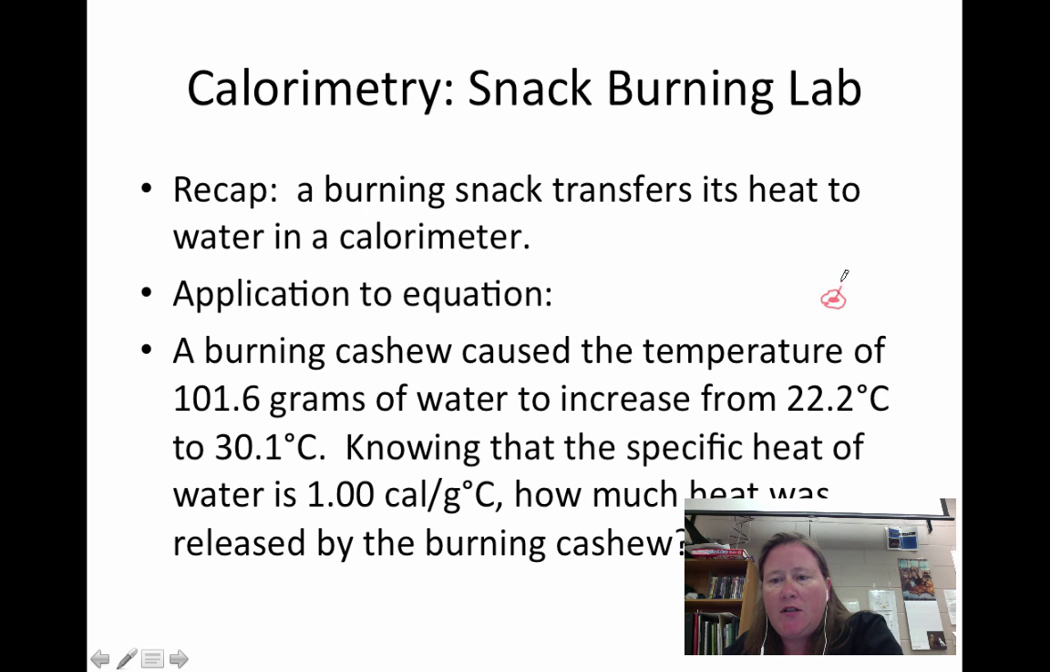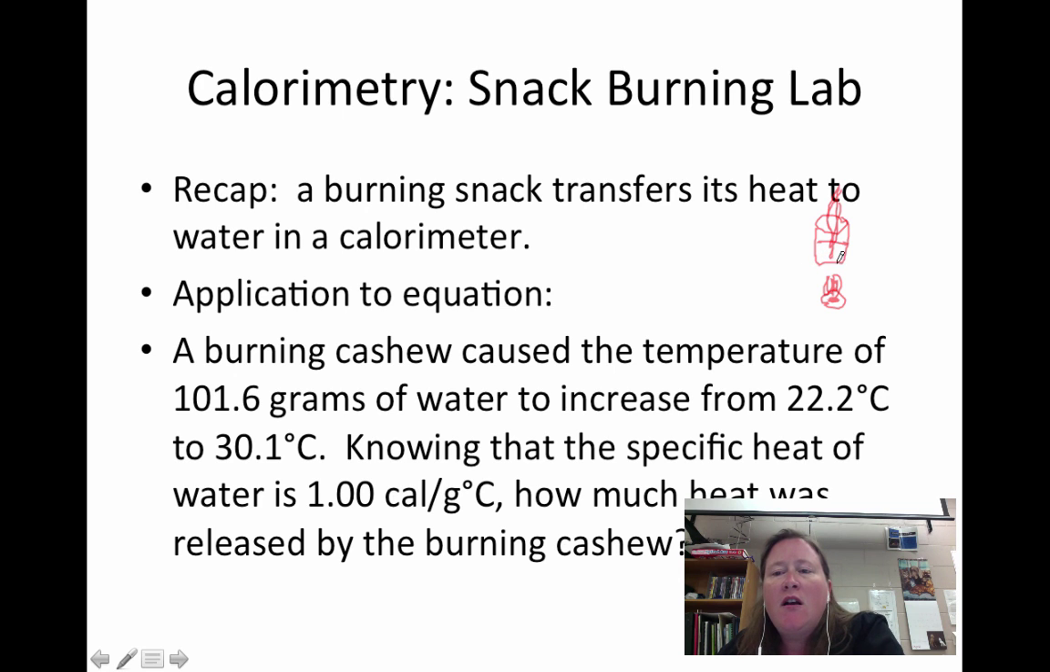So a recap, we took a burning snack, and the flames were given off, and we had a calorimeter, which was a can, hanging. We had some water, and we were taking the temperature of that. This is a horrible diagram. That's supposed to be a thermometer. The heat released from the burning snack was absorbed by the water.